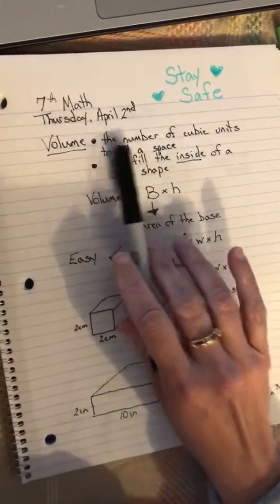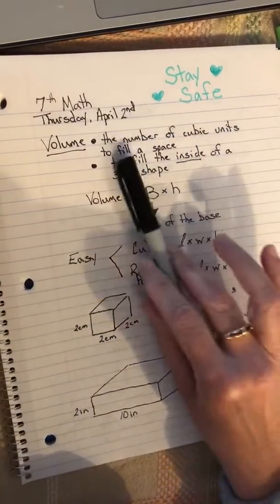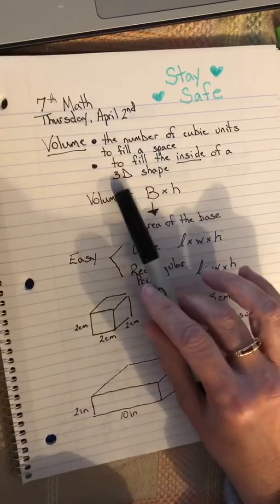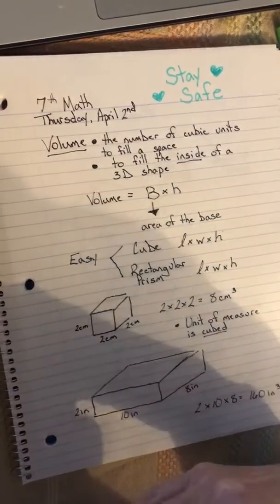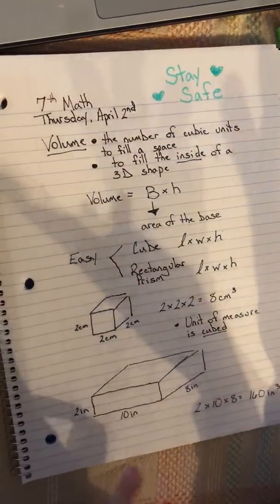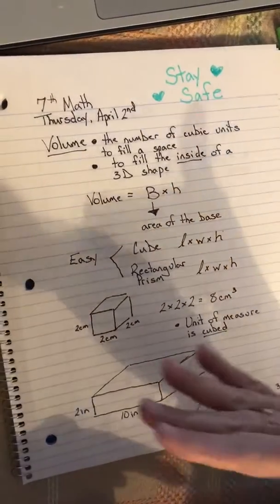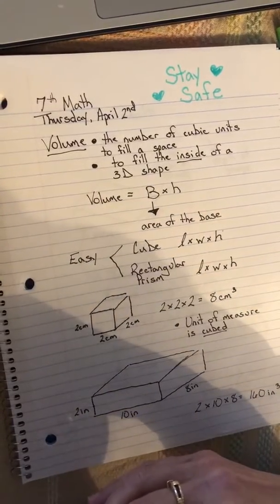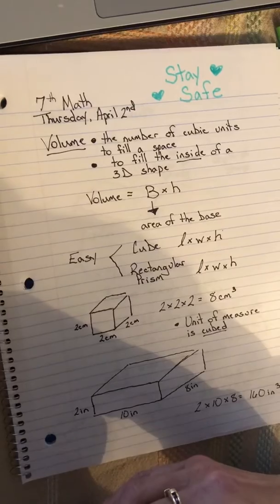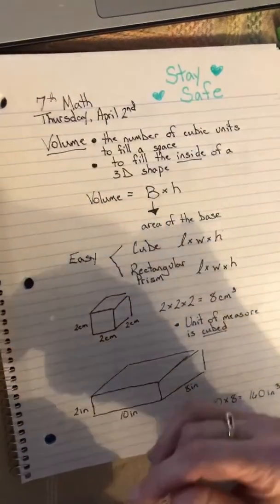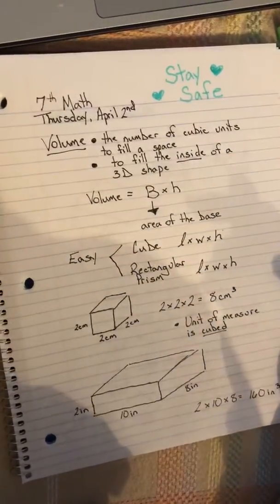Volume is, the definition is the number of cubic units to fill a space. Basically, volume is to fill the inside of a 3D shape. When we were doing surface area, surface area was just the area of all the faces or the surface of a three-dimensional shape. I like to compare it to when you wrap a Christmas present. The surface area is the amount of wrapping paper you use. The volume is what goes inside the box. So that is what we're working on today.